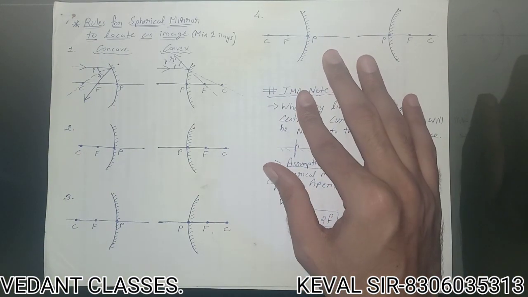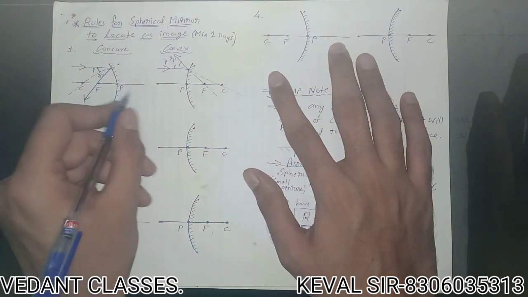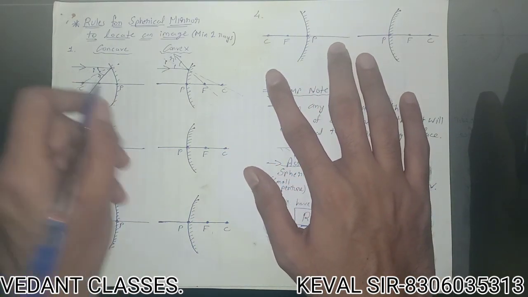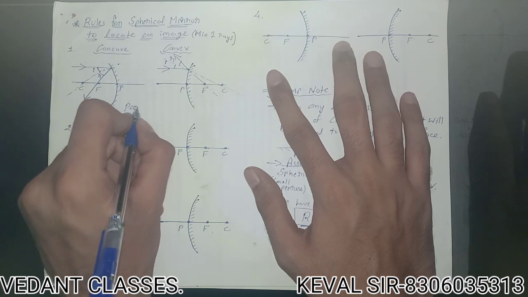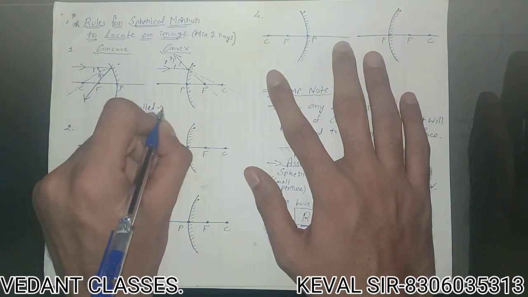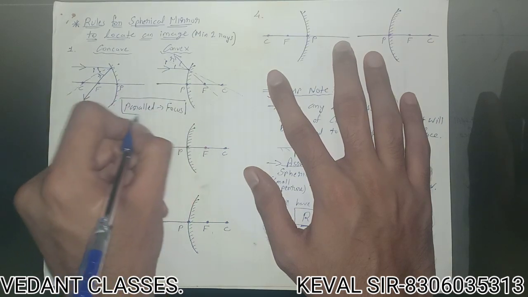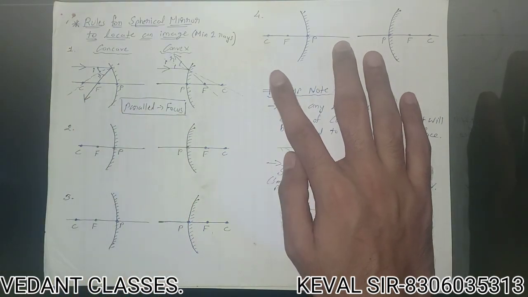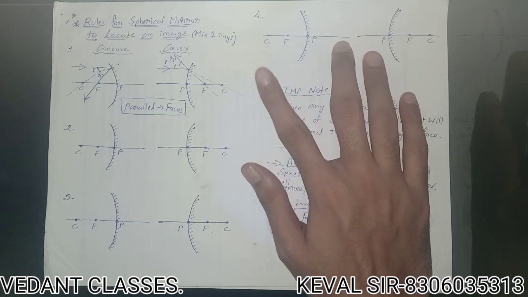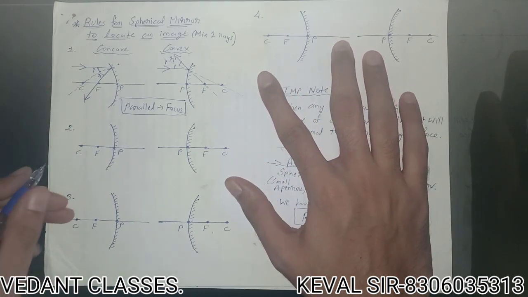Now let's see the second case. Now how can you remember the first case? See, we considered the parallel rays, so you can remember it like this: parallel, then focus, parallel, focus. Okay, so this is the first case. Now let's see the second case, which is just the inverse of this one.